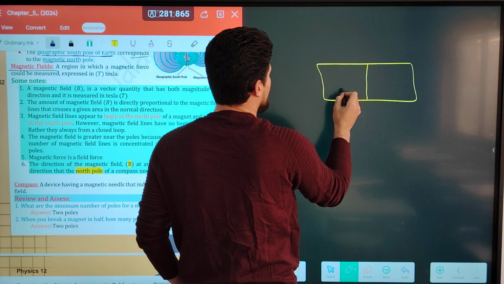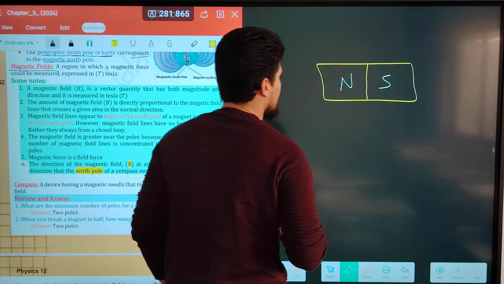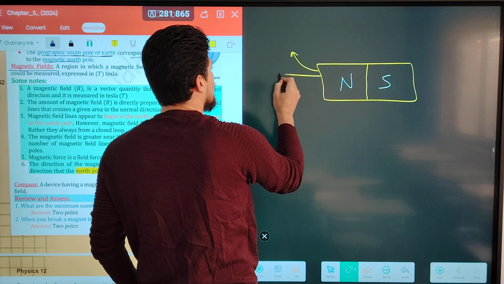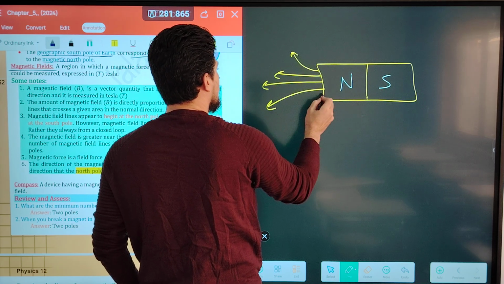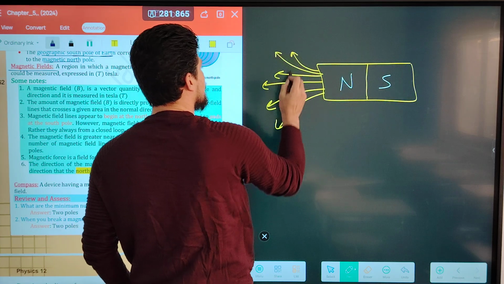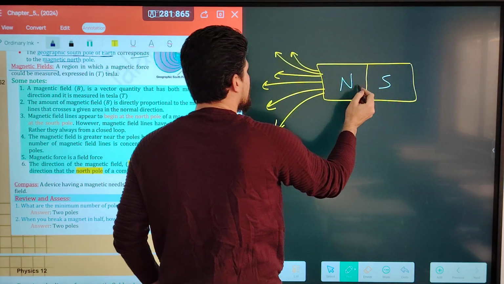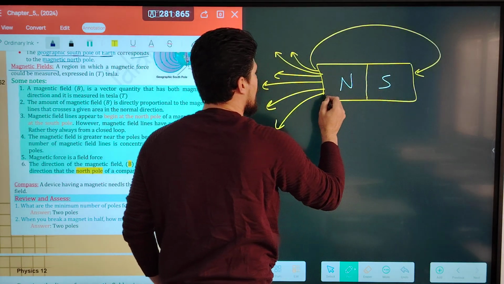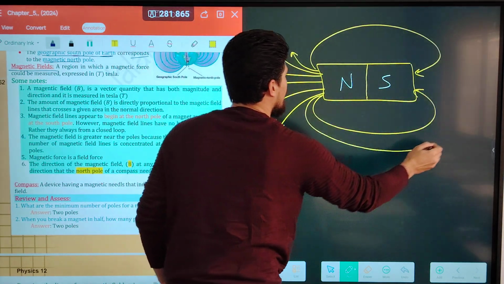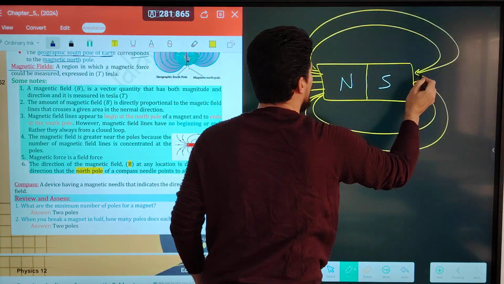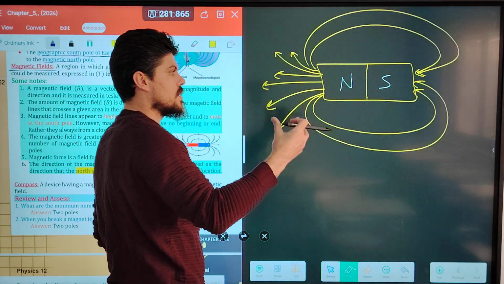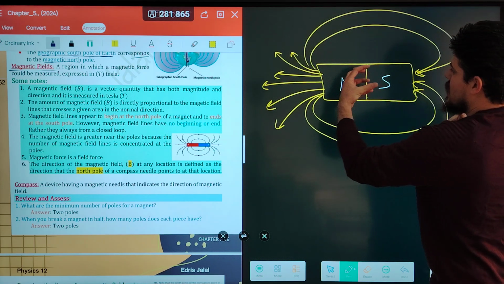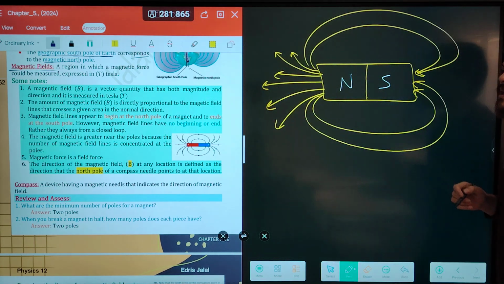They are very tiny. For example, this is north and this is south. The magnetic field usually comes out from the north pole. These lines are imaginary, so invisible. We cannot see these field lines, but they come out from the north pole and go to the south pole. The south pole absorbs the field, and the north pole takes out field lines.